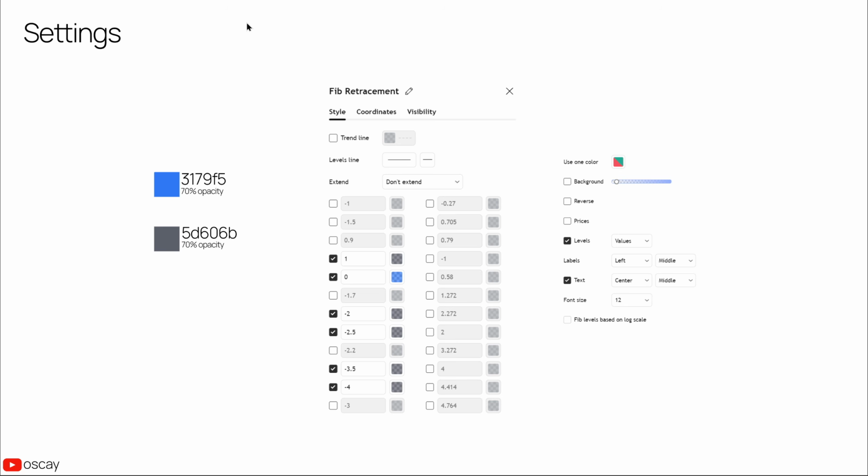Here are the settings I use for the Fibonacci retracement tool, so we can use it as standard deviation projections. If you want to copy them, pause the video right now.